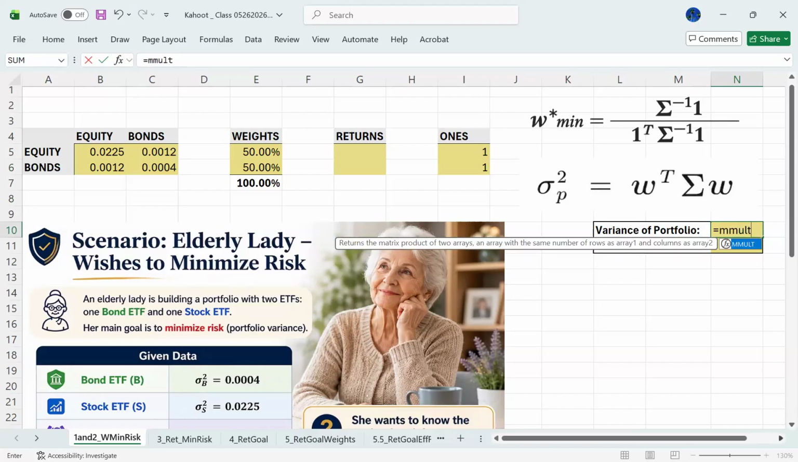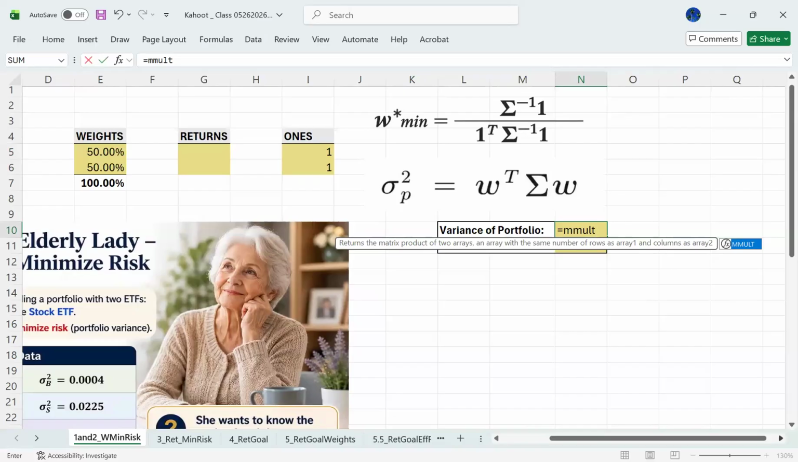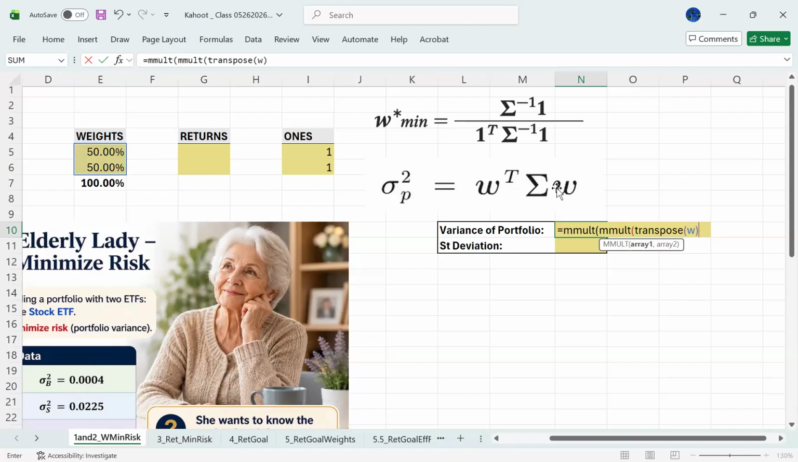Unfortunately, MMULT only multiplies two matrices at a time. So we will need to multiply three items, which means we're going to need two MMULTs. So we have MMULT and then we have MMULT again. The inner MMULT, we are going to multiply these two first, W transpose and covariance. So W transpose is going to be the transpose of W, and then in this inner MMULT we're going to multiply it by covariance right here.